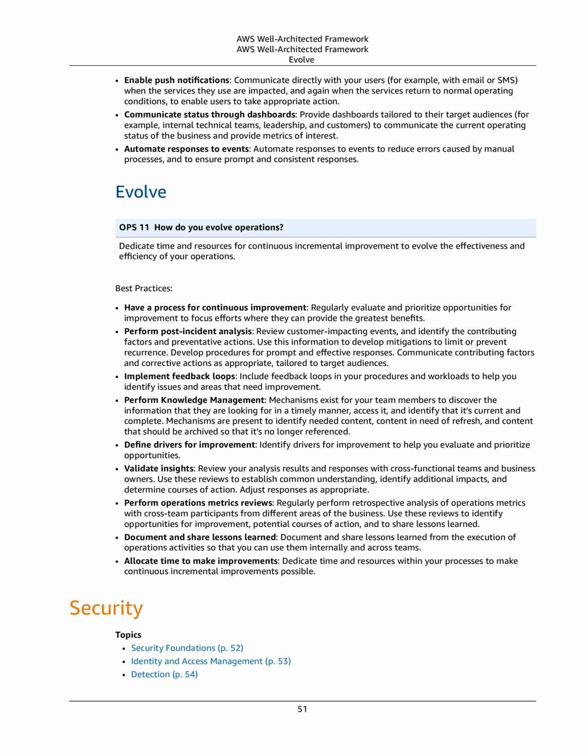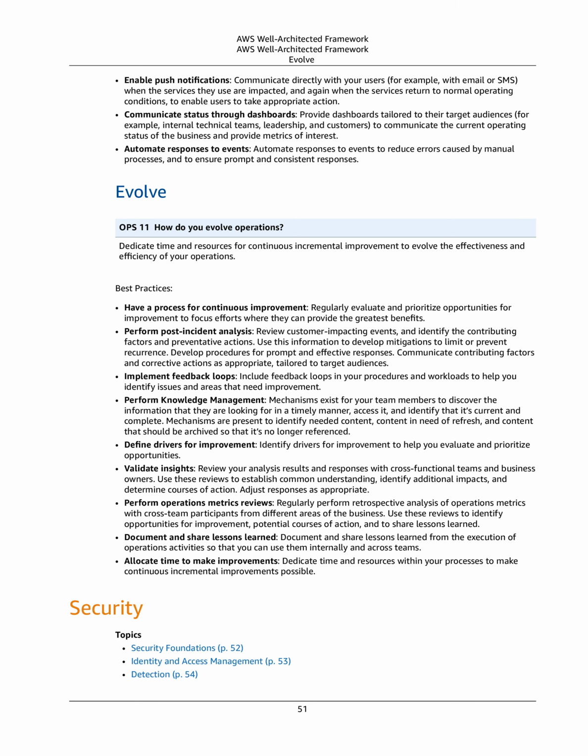Communicate status through dashboards. Provide dashboards tailored to their target audiences, for example, internal technical teams, leadership, and customers, to communicate the current operating status of the business and provide metrics of interest. Automate responses to events. Automate responses to events to reduce errors caused by manual processes, and to ensure prompt and consistent responses. Evolve. OPS 11: How do you evolve operations?